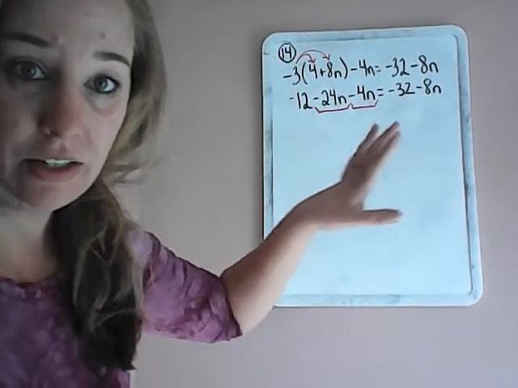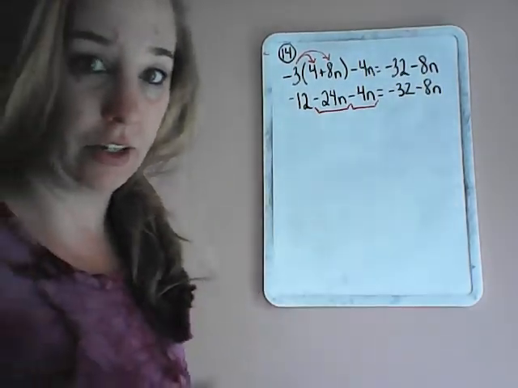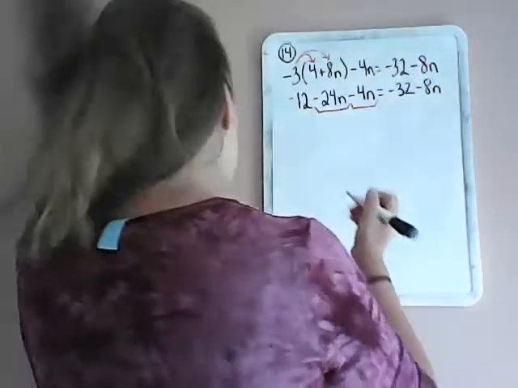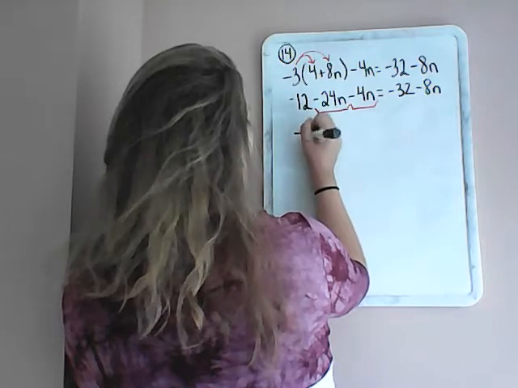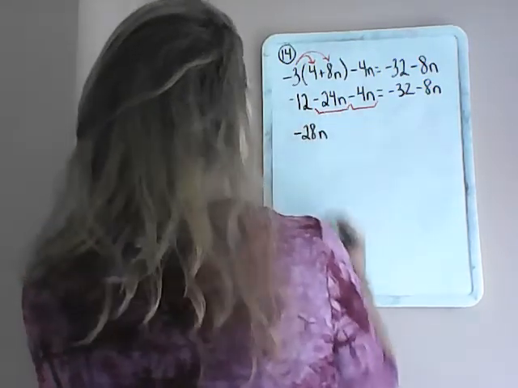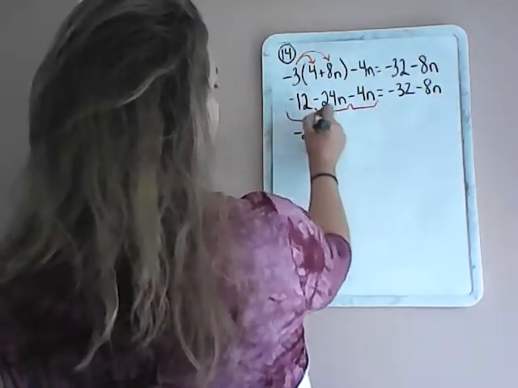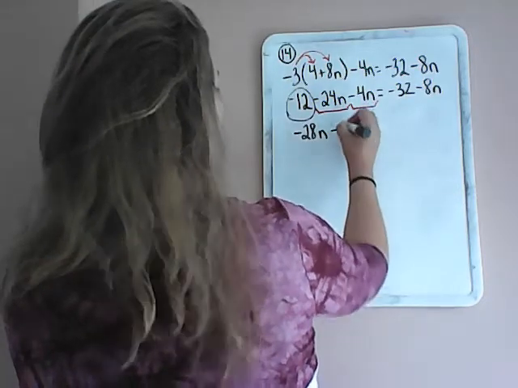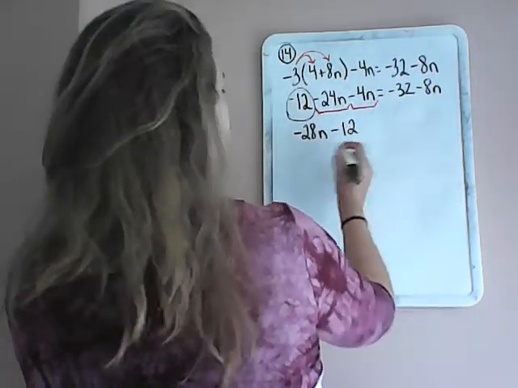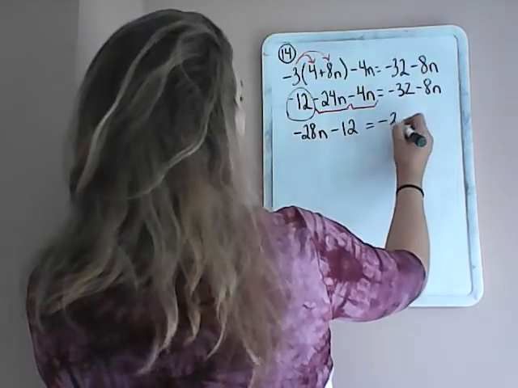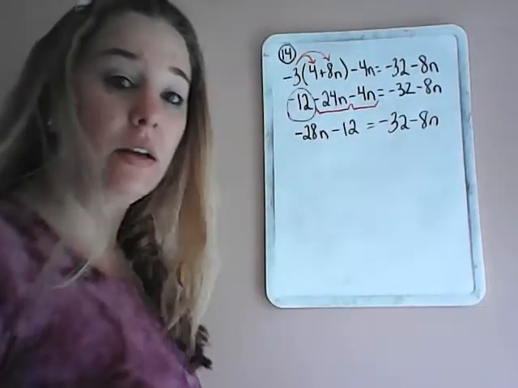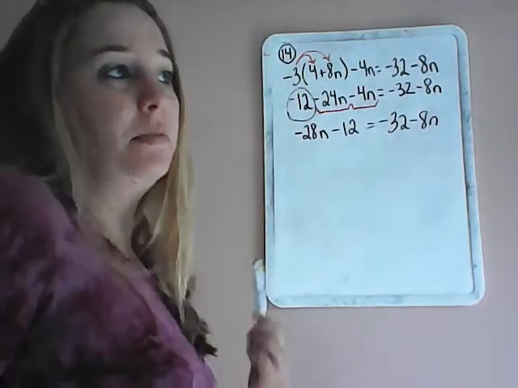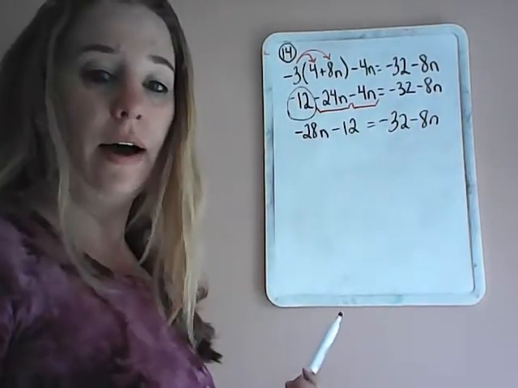So these n terms right here, those are our like terms. We're going to combine them. Negative 24 minus 4, negative 28n. And those are done. Now this guy still has to come down. We keep his sign, the negative 12. Now we're going to focus on getting our variable terms over. I bring them to the left because it's what I'm used to. Try it.